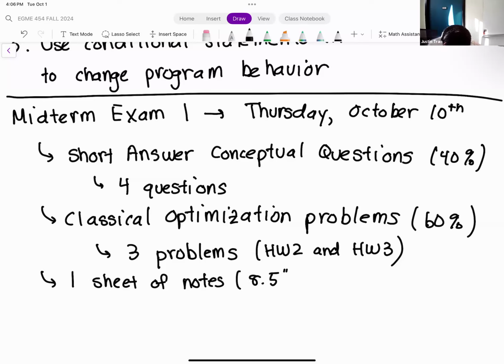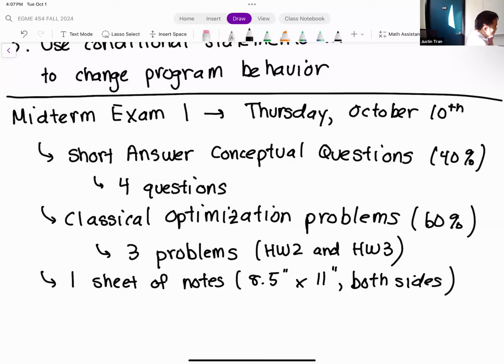So that's 8.5 by 11 inches. You can use both sides. You can handwrite your notes, you can type it, whatever is most comfortable for you. Okay.